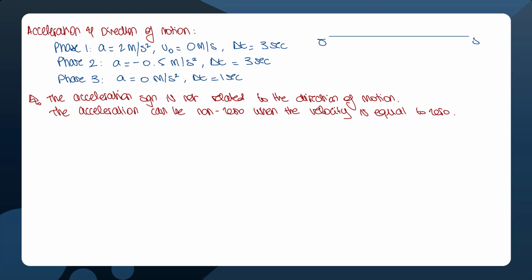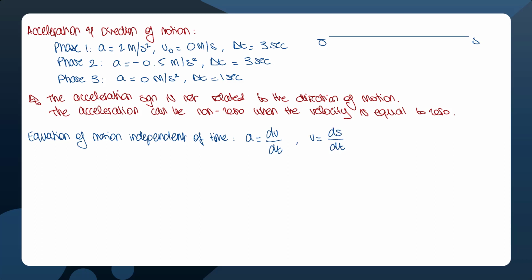Finally, I would like to discuss the equation of motion that is independent of time. In order to find this sort of expression, one needs to make use of the 2 first equations of motion we've covered: a equals dv over dt and v equals ds over dt. Now as you can see, there's this dt term in both of the expressions.